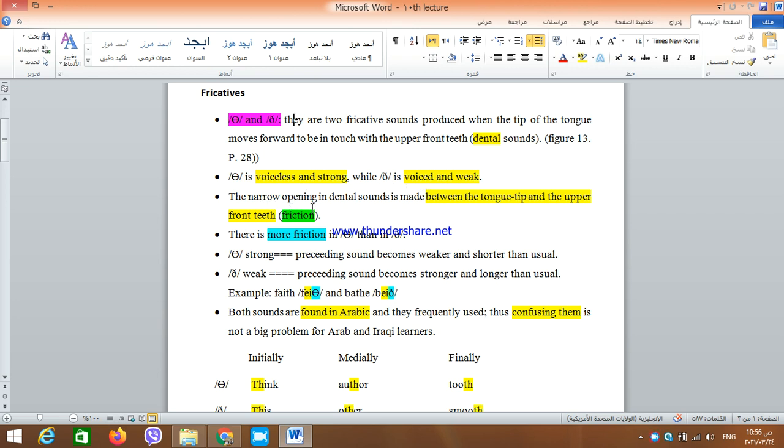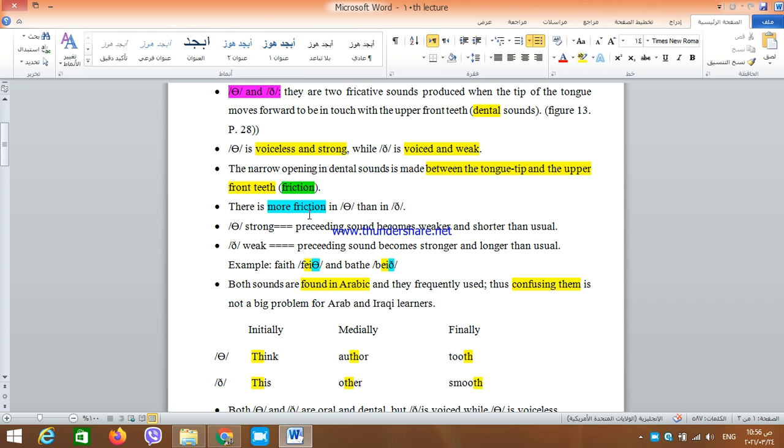The narrow opening in dental sounds is made between the tongue tip and the upper front teeth, and here we have the friction. There is more friction in th than in the. More friction in th, more breath than in the.